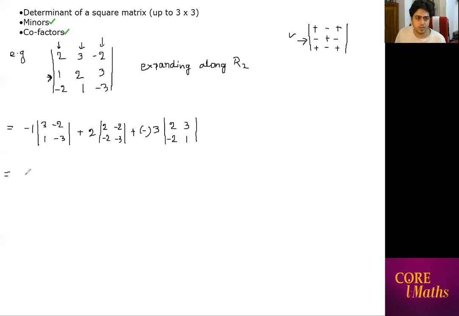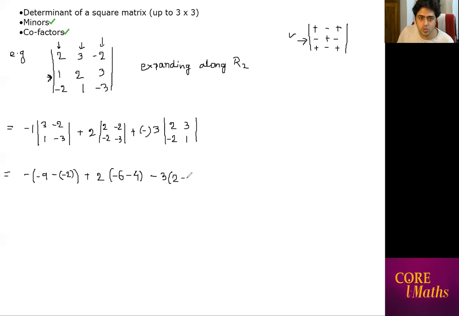So the value will be minus of the product of 3 and minus 3, that is minus 9, minus of 1 into minus 2, that is minus 2, plus 2 into minus 3, that is minus 6, minus of minus 2 and minus 2, that is plus 4, minus 3 into 2 ones are 2, minus of minus 2 and 3, that is minus 6.